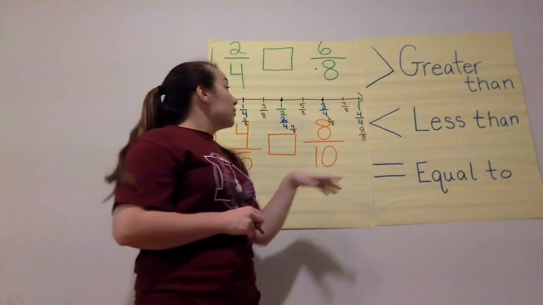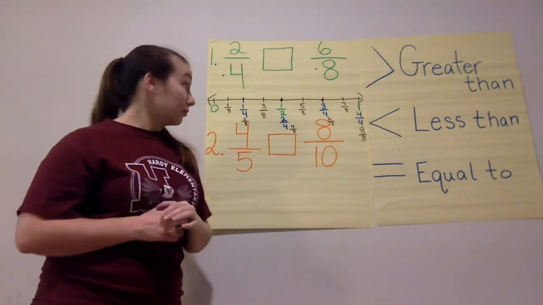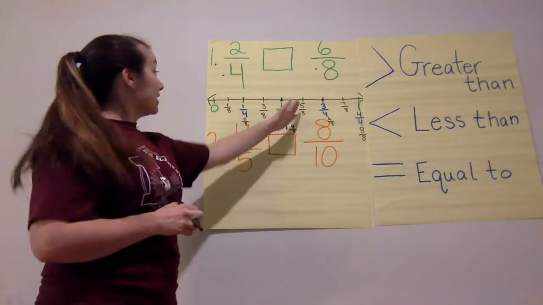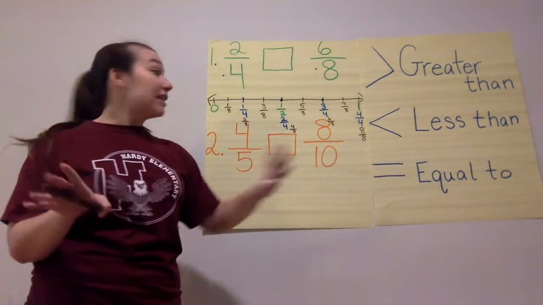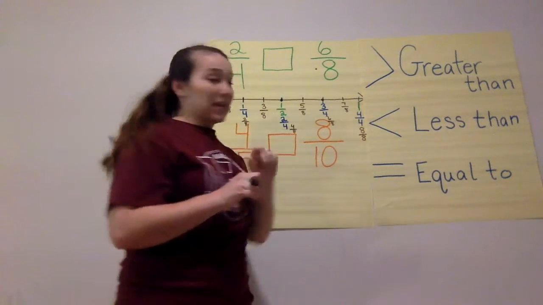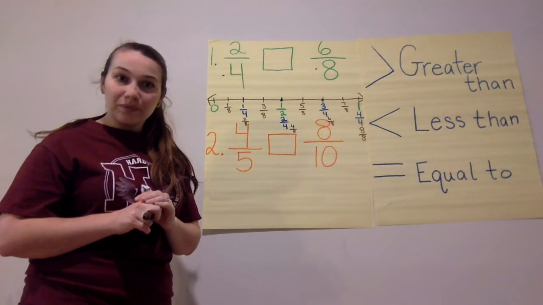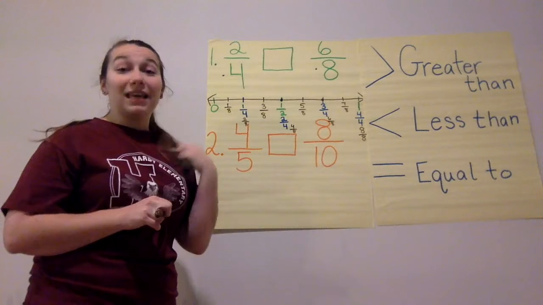All right, so next one. We have 2/4 is less than 6/8. Yeah, 2/4 is further back on our number line. Let's just check to make sure. 2/4 is equal to 6/8. Are they at the same point on our number line? No, so they cannot be equal to.